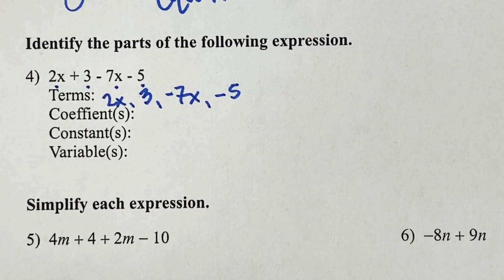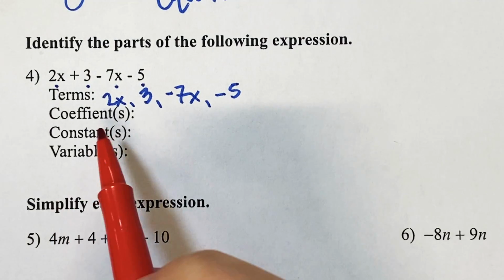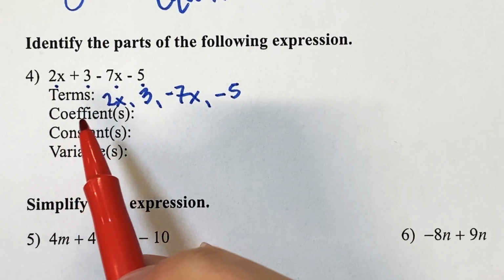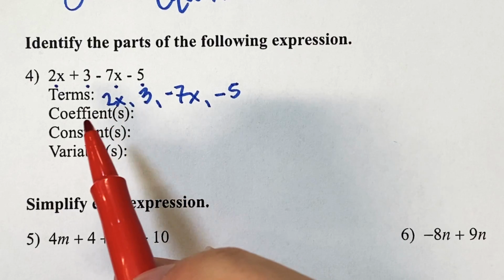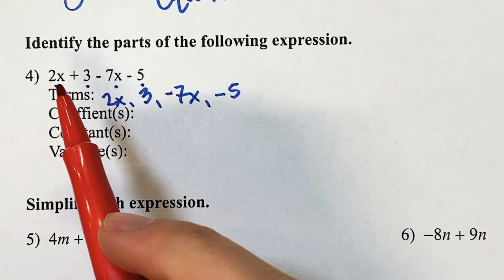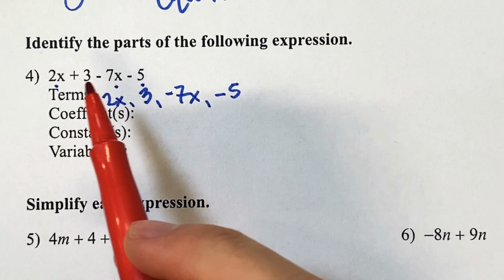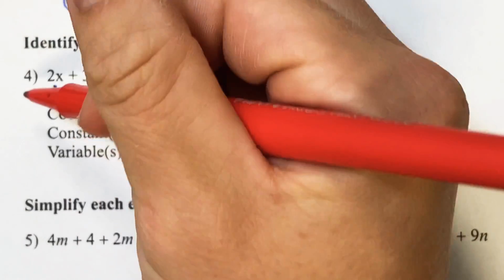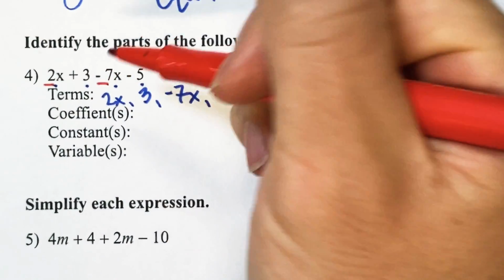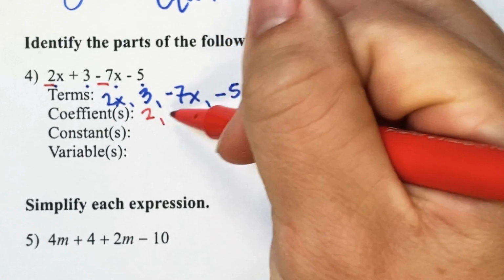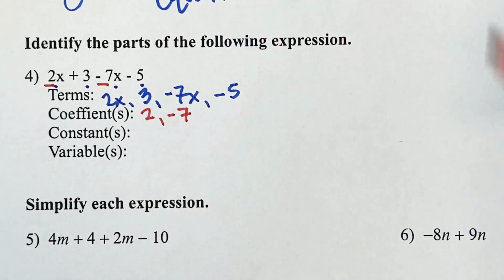Okay, coefficients, I'll use a different color. Coefficients, remember, are the numbers in front of the variables. So the variables are the letters, right? So what are the numbers in front of the letters? I see 2 letters here, these x's. So that means my coefficients are 2 and negative 7.